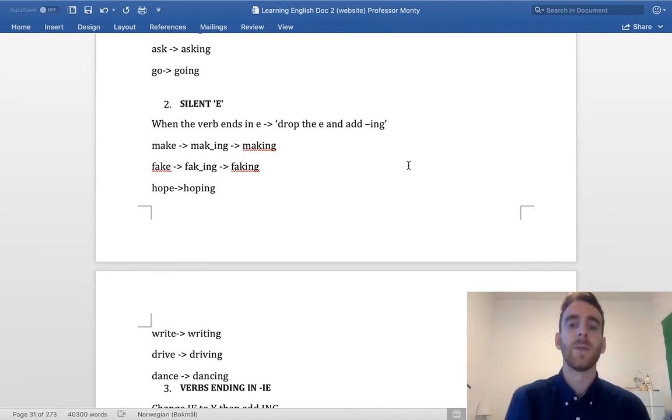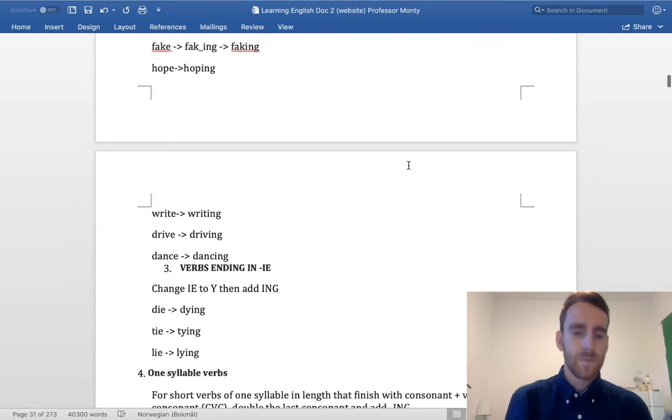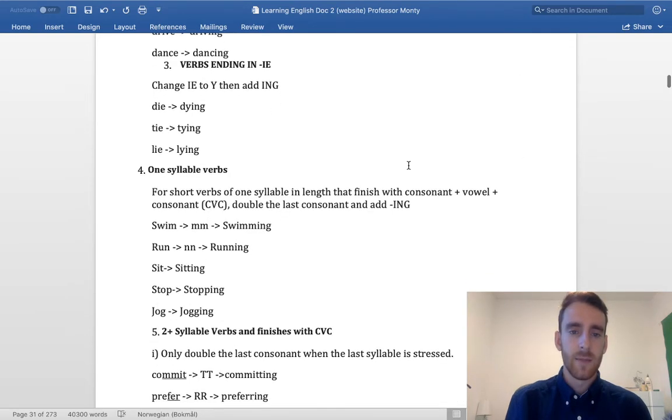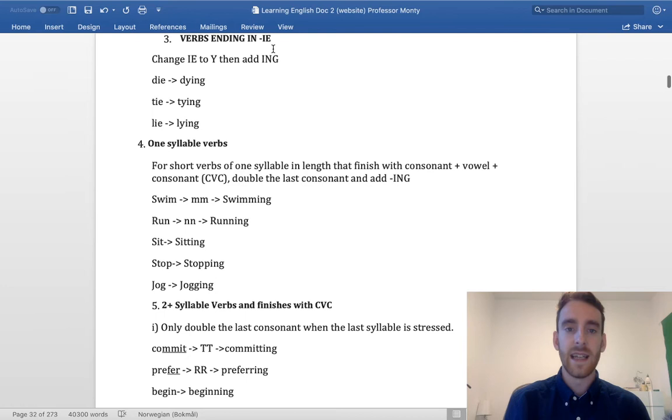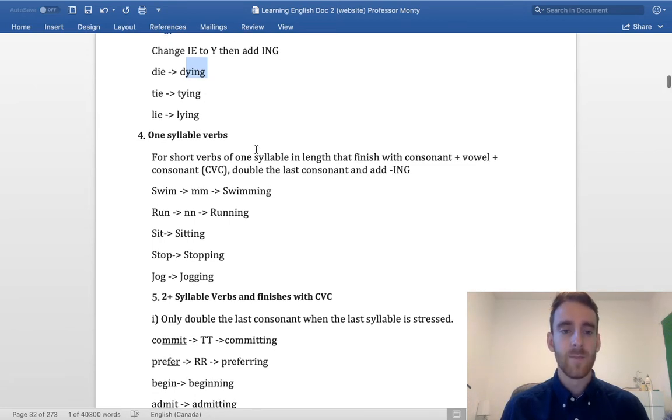Okay. All right. Another thing is, okay, when verbs end in ie. When the verb ends in ie, you need to change it to y and add ing. So die goes, get rid of this ie, add ying. So I'm dying, I'm dying. Okay. Tying, lying, same thing. All right.